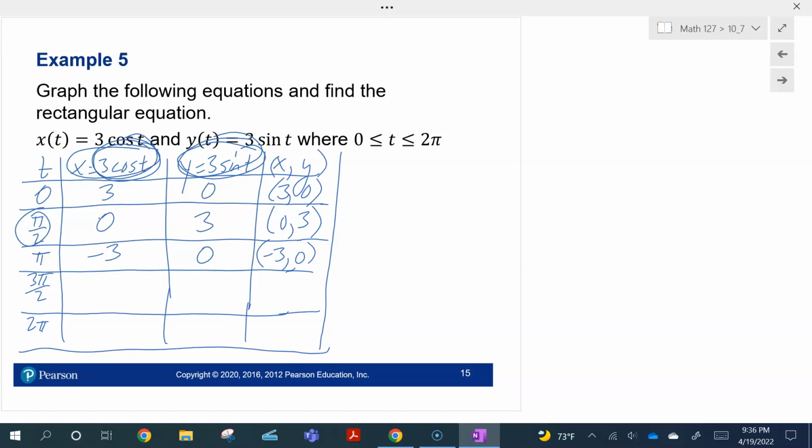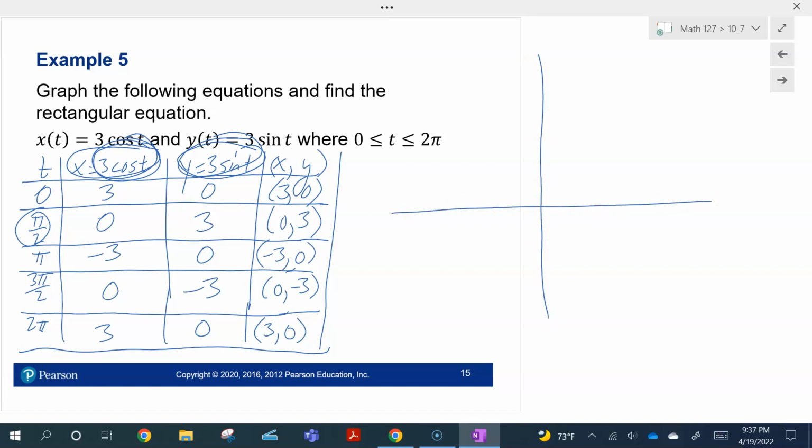Cosine of 3 pi halves is 0. So we get 3 times 0 is 0. Sine of 3 pi halves is negative 1. 3 times negative 1, negative 3. So we get (0, negative 3). And then finally, cosine of 2 pi is 1. 3 times 1 is 3. Sine of 2 pi is 0. 3 times 0 is 0. So we got (3, 0) for that last one. Alright, let's go ahead and plot this thing.